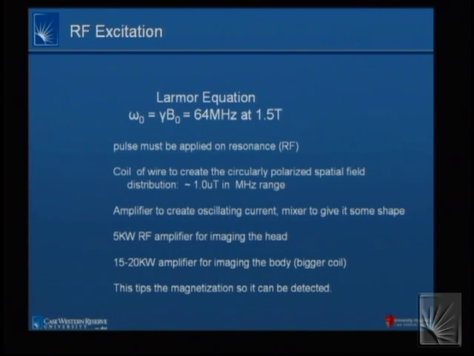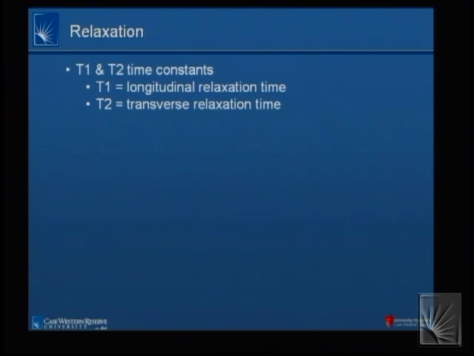I need an amplifier to create the oscillating current that's going to get driven into that coil of wire. I need a mixer in order to give that RF pulse some shape, maybe a sinc shape or something like that. And you might be thinking, gosh, I'm going to need a 5 kilowatt RF amplifier. I need a mixer to give me some amplitude modulation. I'm going to be at 64 megahertz. That sounds an awful lot like an AM radio station. And in fact, every MR system out there has a little AM radio station operating at 64 megahertz or 126 megahertz or whatever, inside of it to simply broadcast that RF energy into the patient, cause the protons to tip over, and a few microseconds later, we're going to actually detect that.